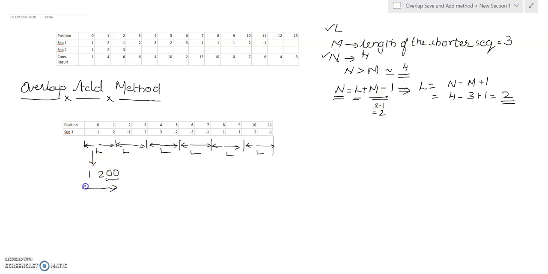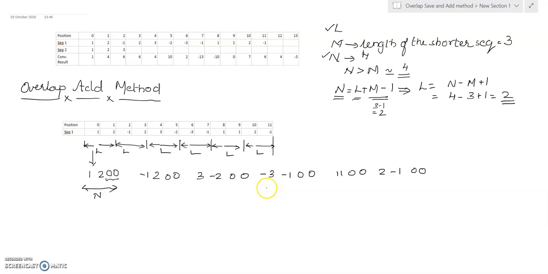So the sequence is of length N. What will be the next sequence? It will be minus 1, 2, 0, 0. Then it will be 3, minus 2, 0, 0. Then it will be minus 3, minus 1, 0, 0. Then it will be 1, 1, 0, 0. Then it will be 2, minus 1, 0, 0. So I have broken down my sequence into length L, and from them I have created sequences of length N: 1, 2, 0, 0, minus 1, 2, 0, 0, 3, minus 2, 0, 0, etc.